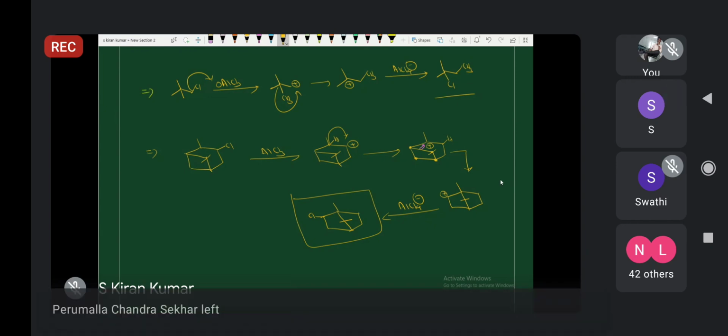You know, for the coming Sunday exam syllabus, you have to write rearrangement and elimination reactions both. Okay? Okay, sir. Coming Sunday, elimination reactions and rearrangement, organic syllabus. I will post the notes today evening after class.